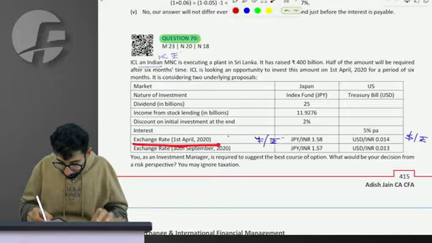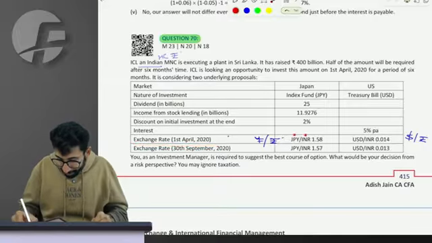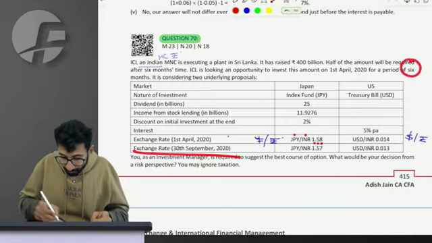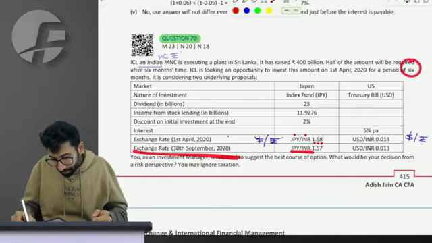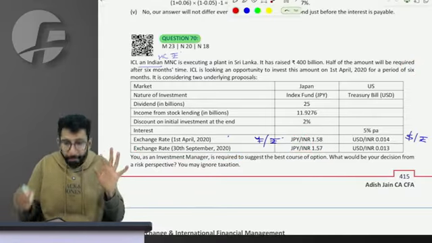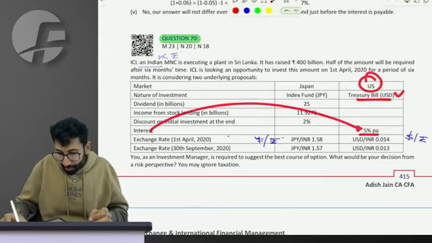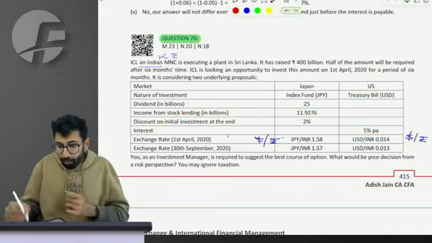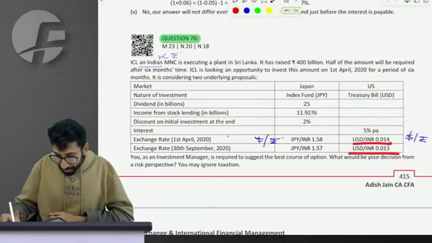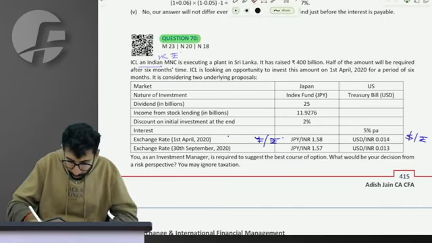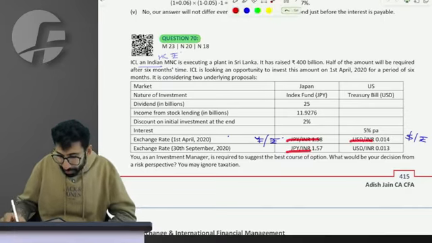Exchange rate on 1st April, JPY INR is 1.58. Exchange rate after 6 months, on 30th September, JPY INR is 1.57. Similarly, when you invest in USD, which is in the treasury bill, the interest rate you will earn is 5% per annum. The rate is USD INR 0.04 and 0.013. Sir, are these ISO codes possible? Let's observe.